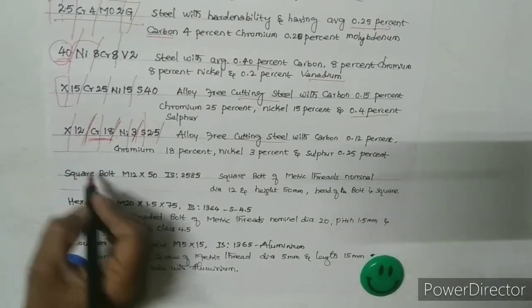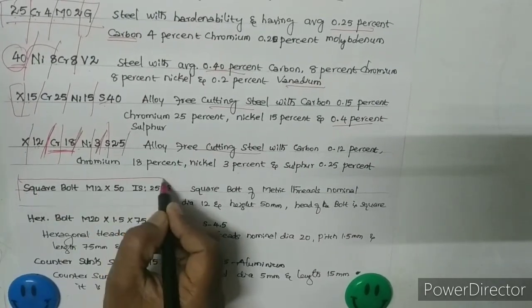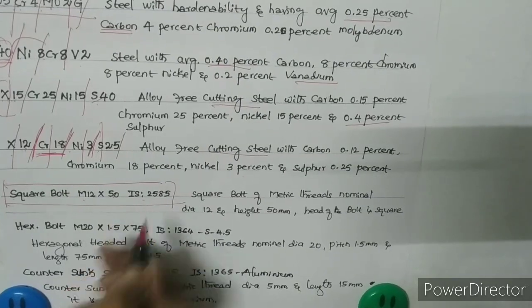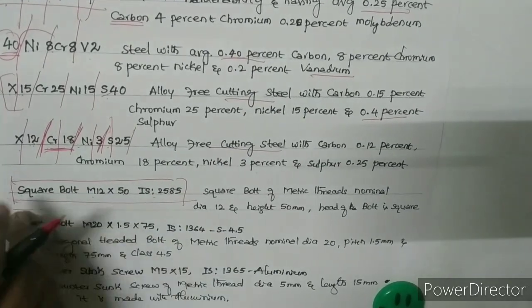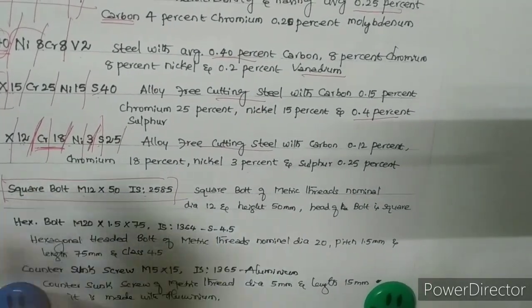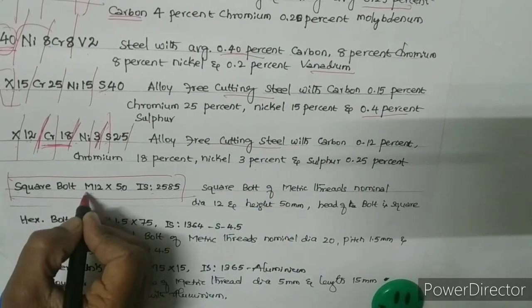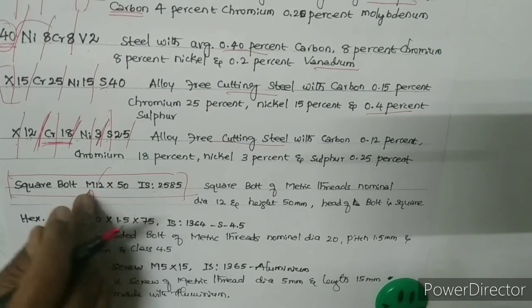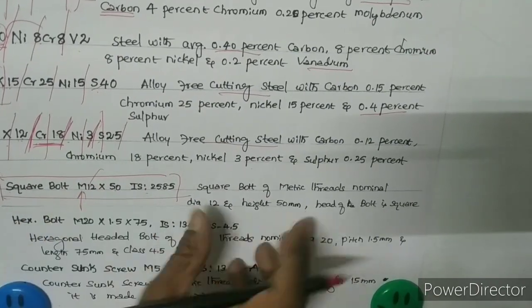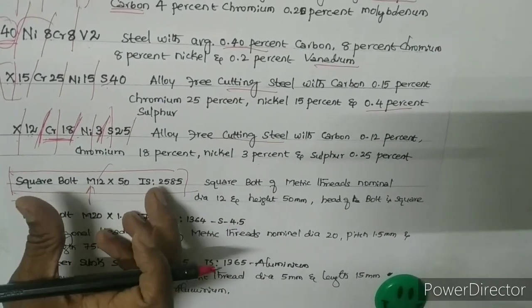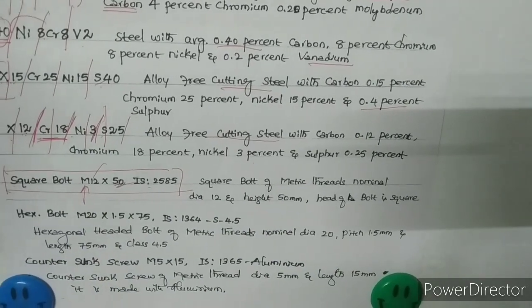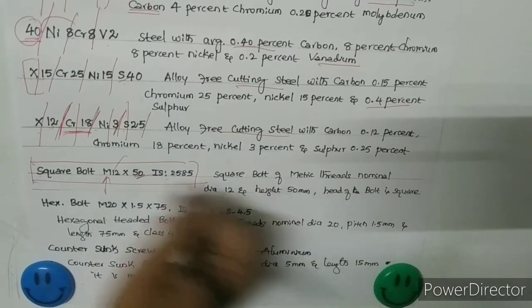And another thing is you may get square bolt. They will specify like this: square bolt M12 50 IS number. So what is it? It is a square bolt. M is metric thread of nominal diameter 12 mm and 50 is the length of the bolt, that is 50 mm. And the head of the bolt is square, that is square bolt.